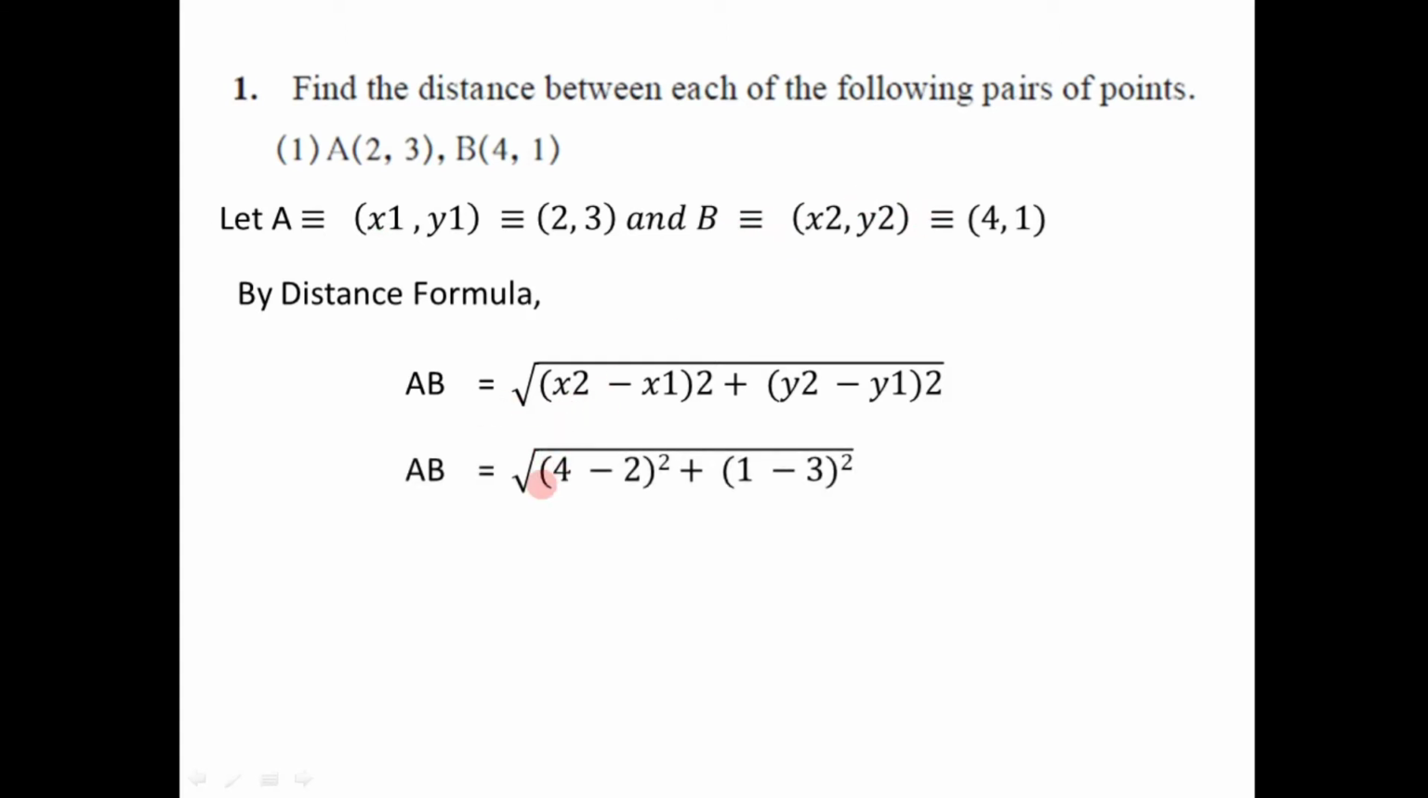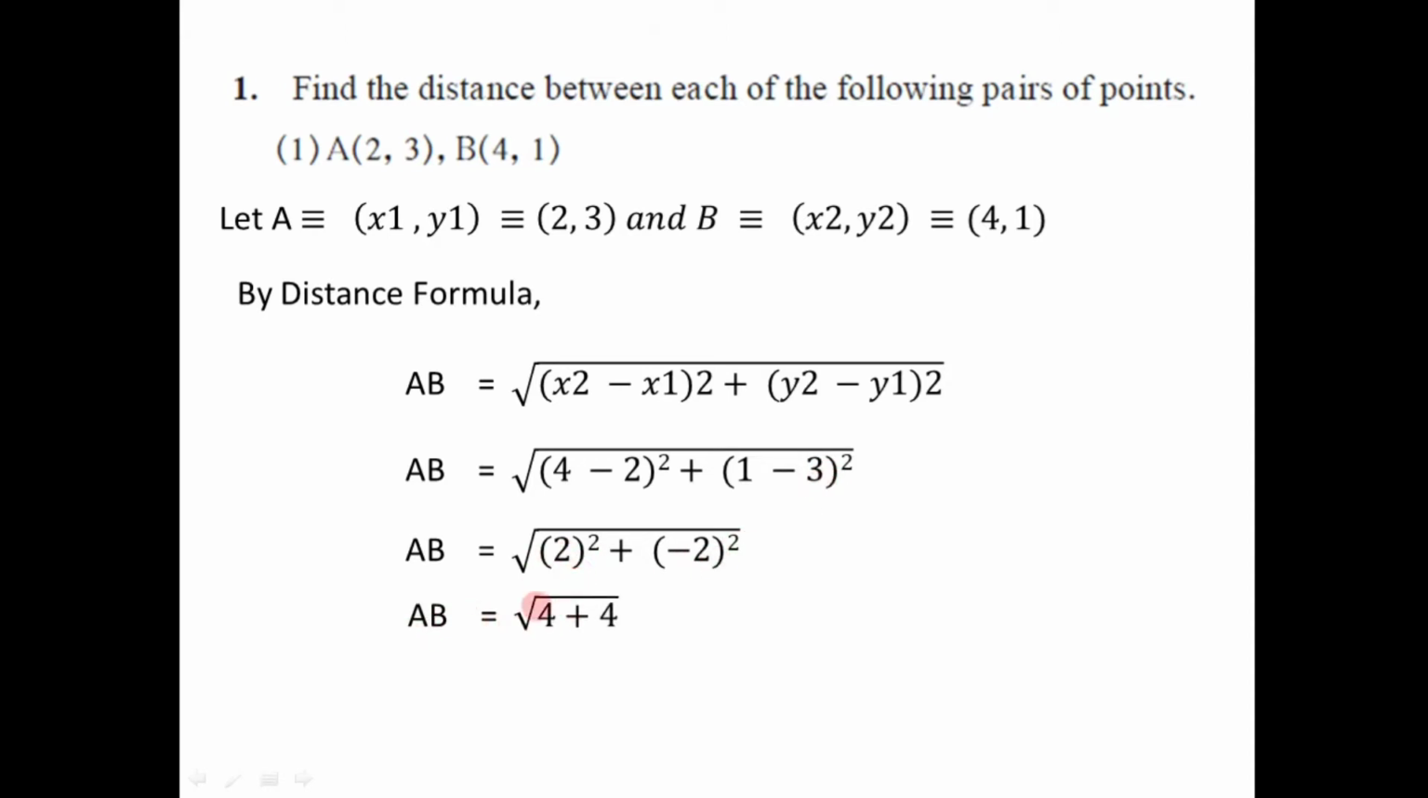That is, under root we get here x2. So here we have taken x2 as 4. So 4 minus 2, because 2 is x1 as we have assumed here, plus y2 minus y1, that is y2 is 1 here and y1 is 3, that is (1 minus 3) whole square. So the next step is AB is equal to under root (4 minus 2, that's 2) whole square, plus (1 minus 3, that's minus 2) whole square.